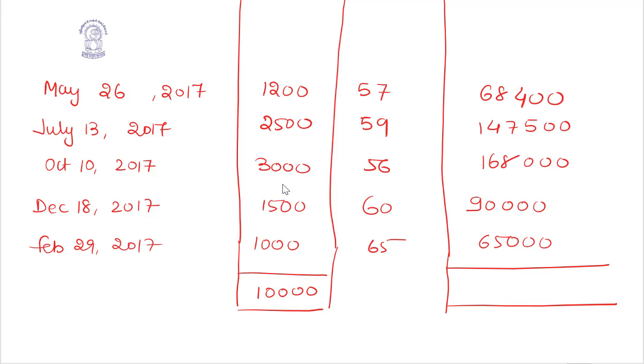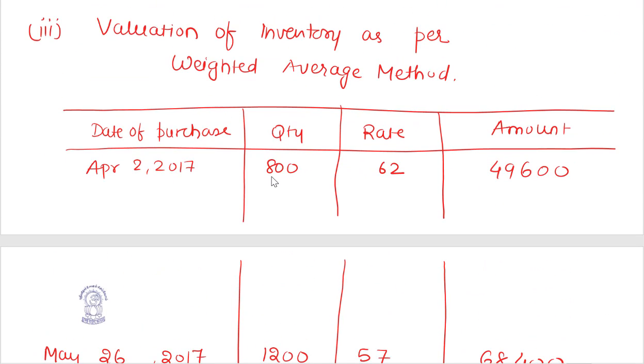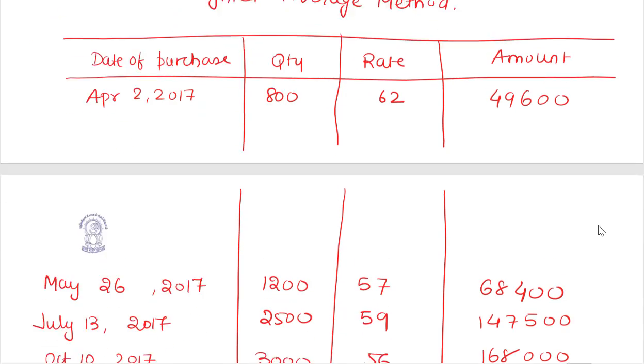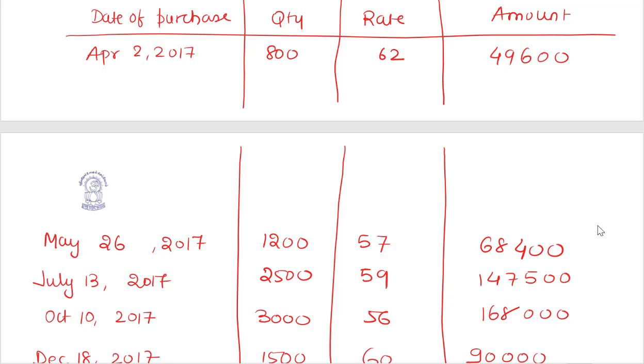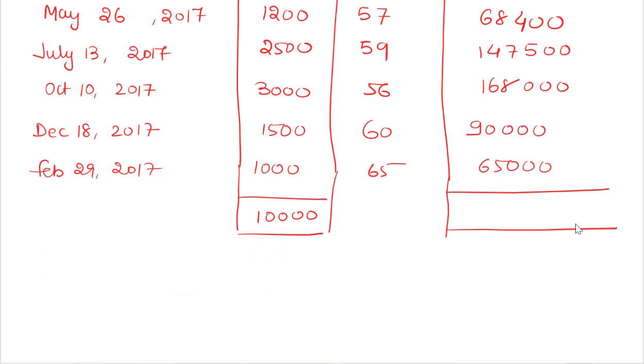Let's do a total of the amount column. A total of the amount column, that is 49,600, 68,400 plus 1,47,500 plus 1,68,000 plus 90,000 plus 65,000 equals 5,88,500.